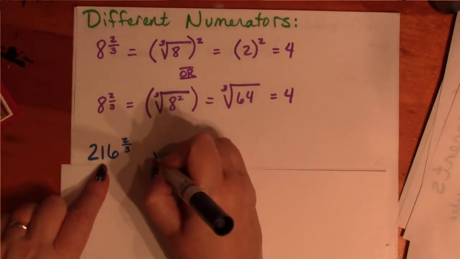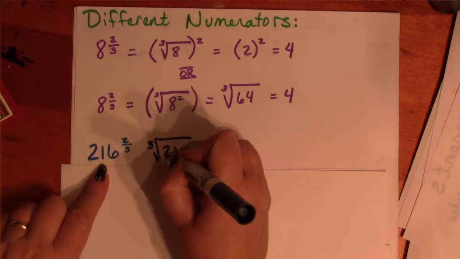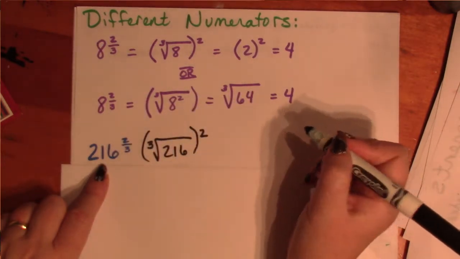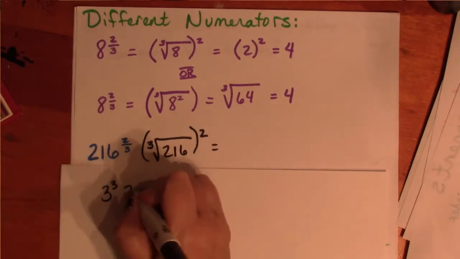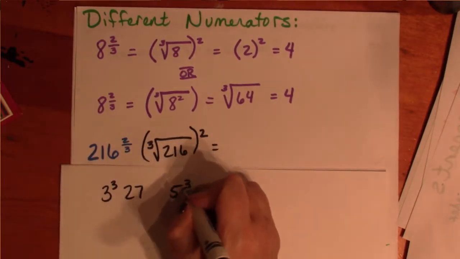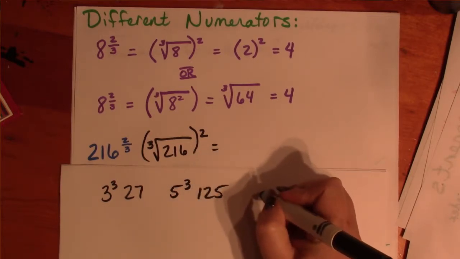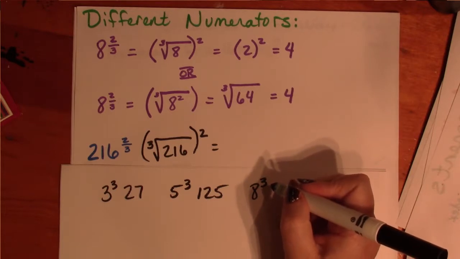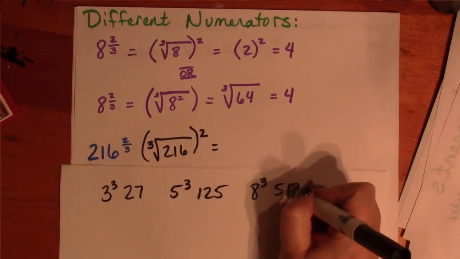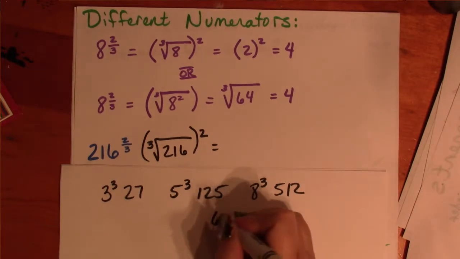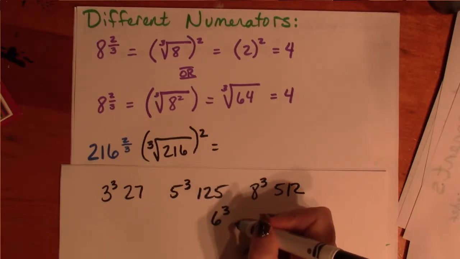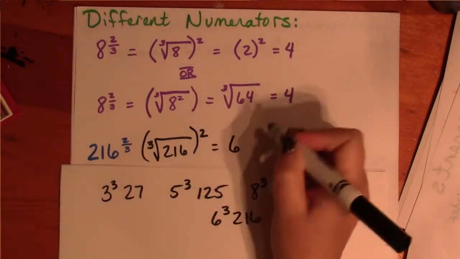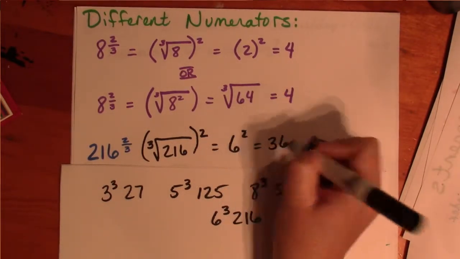So let's try a couple. First, we're going to find the cube root of 216, and then we're going to square it. I know 3 cubed is 27, and 5 cubed is 125, and 8 cubed is 512, so it's probably 6 cubed. So let's try 6 cubed. That's 216, so this is going to be 6 squared, which is 36.